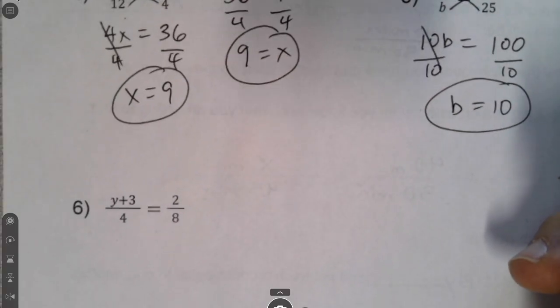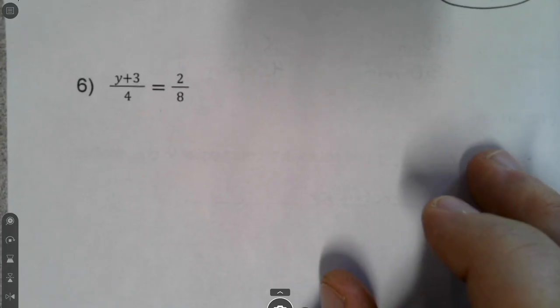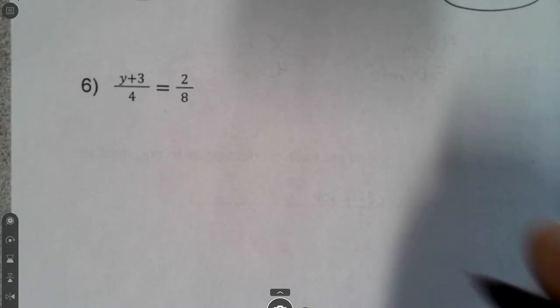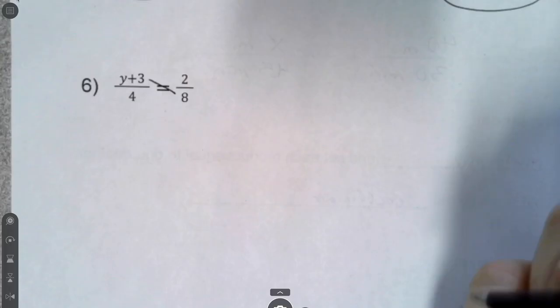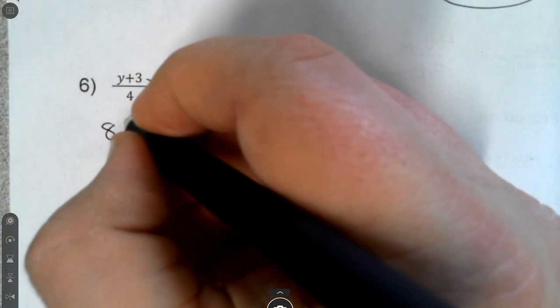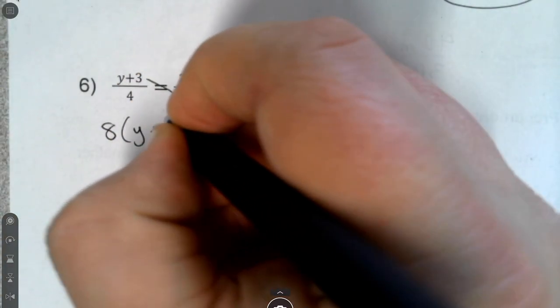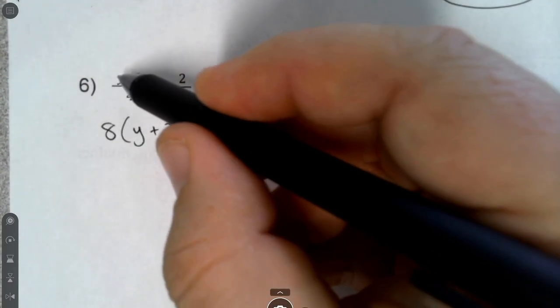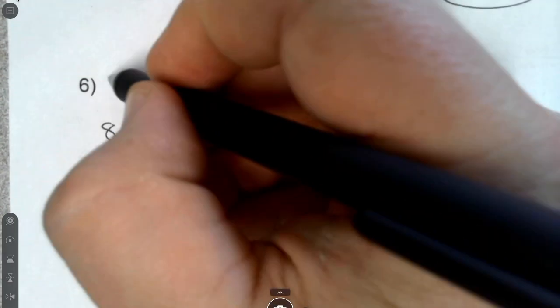Okay, now number 6, you won't see a lot of these, but you'll see a few. And I just wanted to challenge you with this one. So the overall process is still the same, but it will take a little bit longer. So we get y plus 3 times 8. Now the tricky part is you got to make sure you do 8 and in parentheses y plus 3. Because it's not just the y that's being multiplied by 8, it's this whole thing.